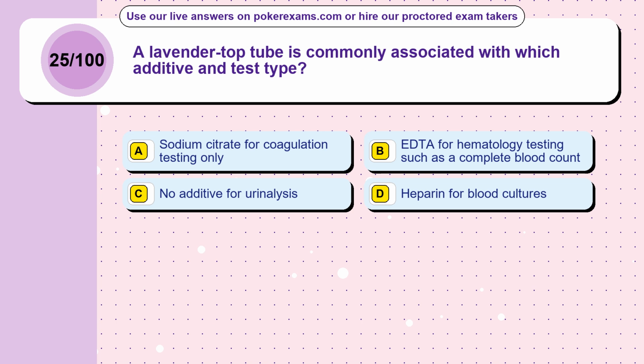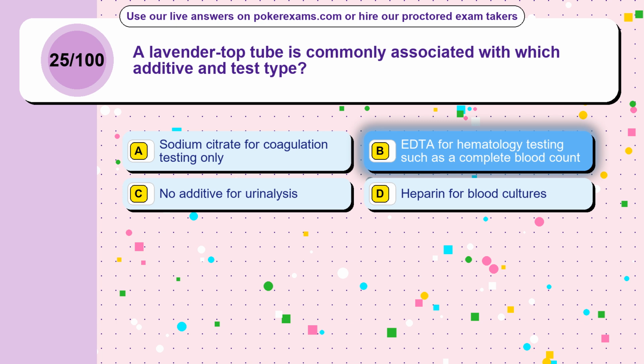Question 25. A lavender top tube is commonly associated with which additive and test type? Option A. Sodium citrate for coagulation testing only. Option B, EDTA for hematology testing such as a complete blood count. Option C, no additive for urinalysis. Option D, heparin for blood cultures. The correct answer is option B, EDTA for hematology testing such as a complete blood count.